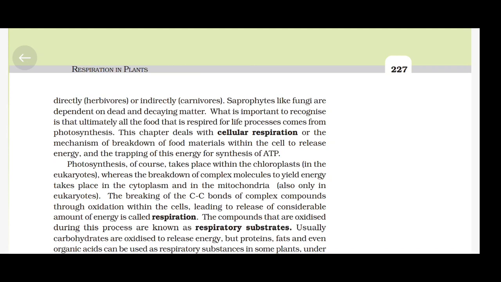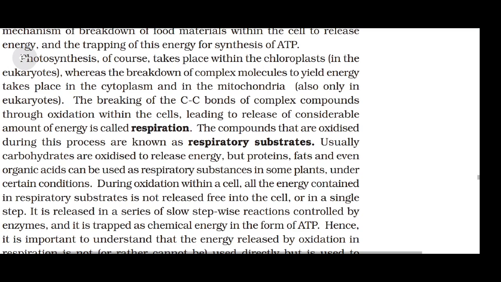This chapter deals with cellular respiration, or the mechanism of breakdown of food materials within the cell to release energy and the trapping of this energy for synthesis of ATP. Photosynthesis, of course, takes place within the chloroplast in the eukaryotes, whereas the breakdown of complex molecules to yield energy takes place in the cytoplasm and in mitochondria, also only in eukaryotes. The breaking of the carbon-carbon bonds of complex compound through oxidation within the cells leading to release of considerable amount of energy is called respiration.